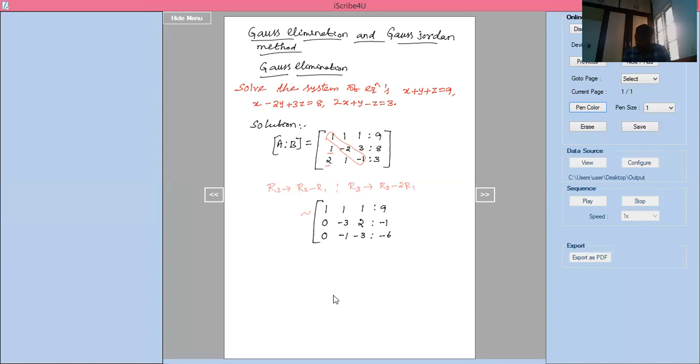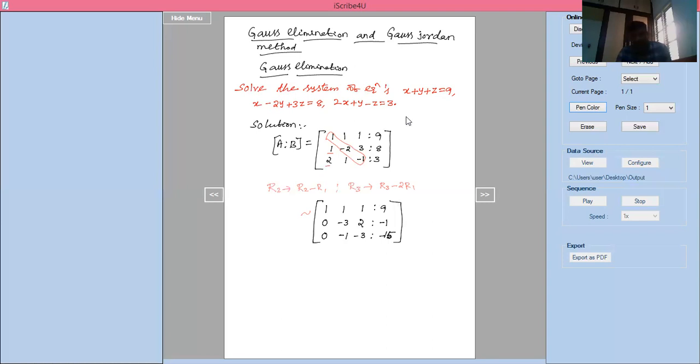See here, 3 into 2 is nothing but that. R3 is nothing but 9. Sorry, 9 minus 18. Here you can look, this is 3. R3 is nothing but 3 minus 18, should be -15 you will get. This is -15 you will get.